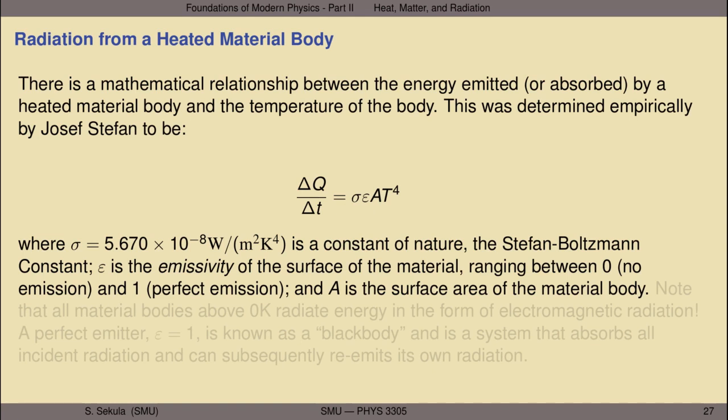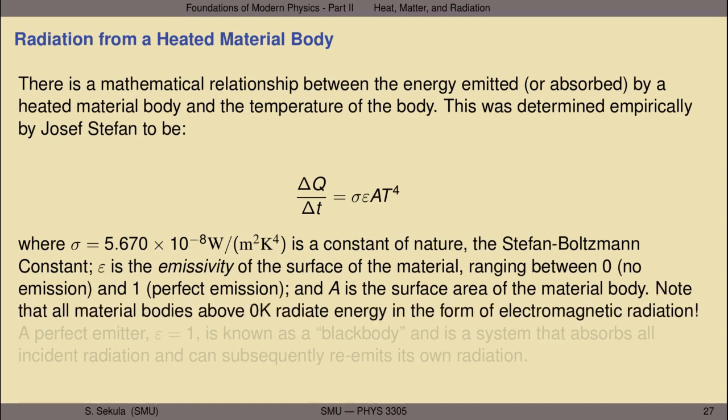On the other hand, a body with perfect emission will maximally emit radiation given by the product of the other numbers, the Stefan-Boltzmann constant, the surface area, A, of the body, and the temperature of the body raised to the fourth power. Note that all material bodies above 0 Kelvin radiate energy in the form of electromagnetic radiation. You and I sitting here right now at 98 degrees Fahrenheit, which is the typical human body temperature, are radiating light away from our bodies. We just can't see it. And we can play around and figure out what wavelength it is as an exercise in class.